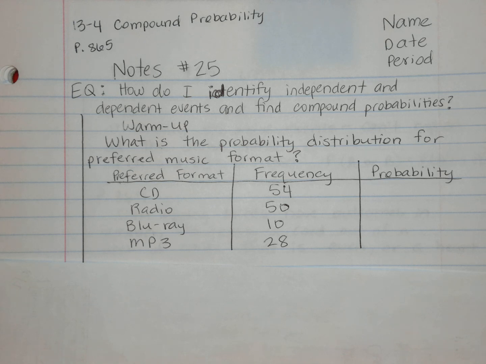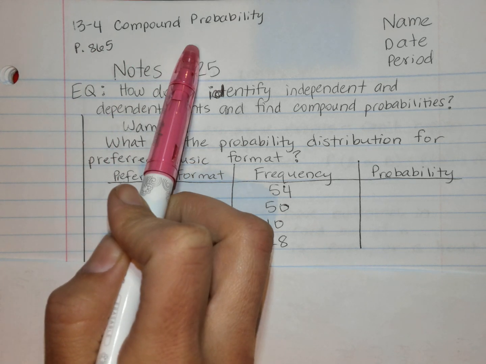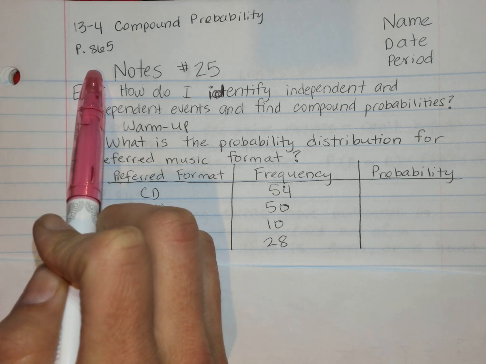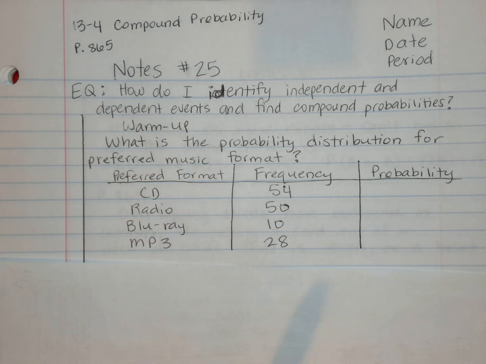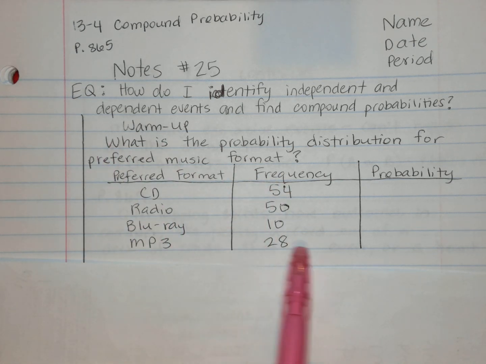All right, these are your first notes for the week. This is still continuing in chapter 13, 13-4, compound probability. It's in your book. Remember, we're in the second volume, page 865. Your paper should be set up like this for notes because we did this warm up in class, or we will have done this warm up in class.